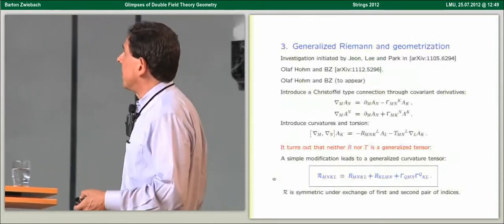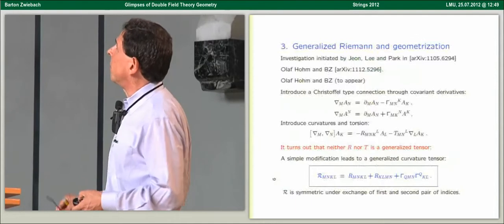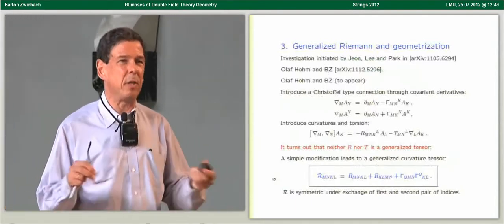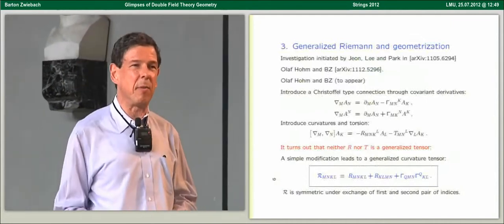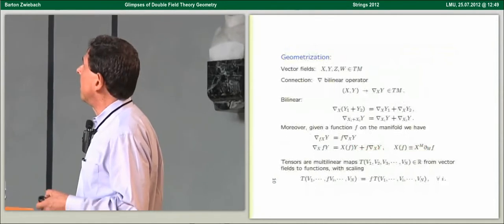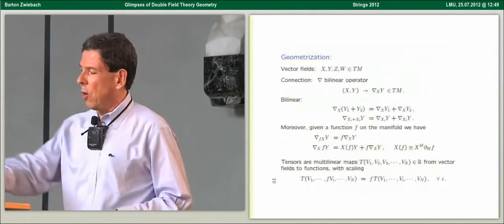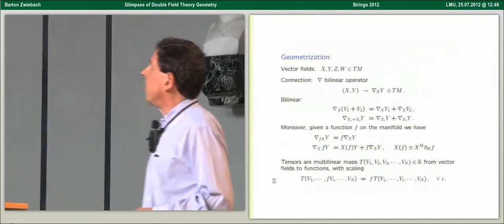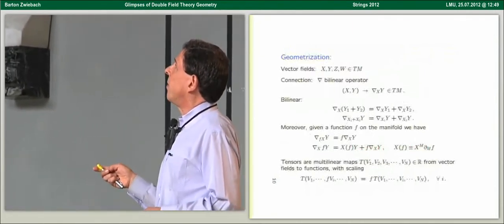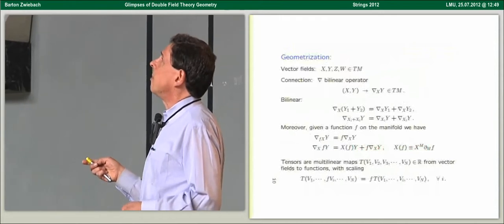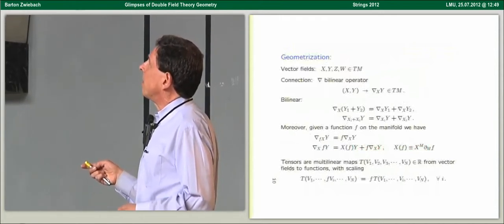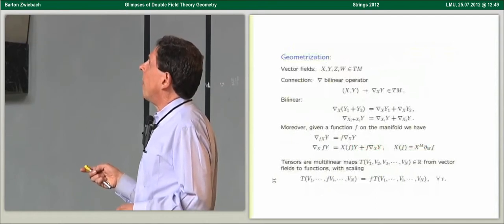This Riemann tensor seems to be okay, but the purpose of this geometrization was to try to understand a little better whether this is just a trick giving you something very unnatural, or this is a serious thing. So here it goes. Let me talk a little about geometrization of this subject. So we think of vector fields in the tangent space to the doubled manifold, and the connection described, as mathematicians do, as a bilinear operator.